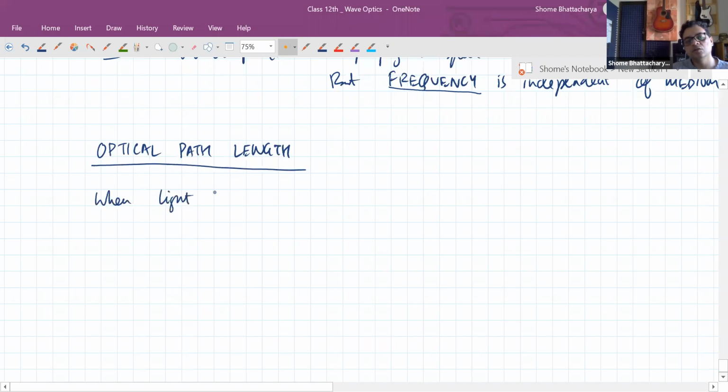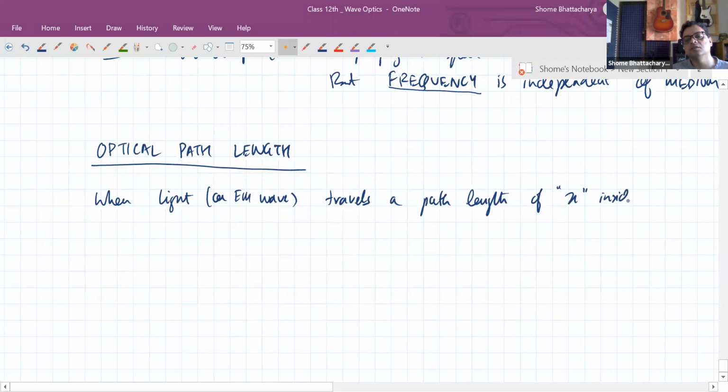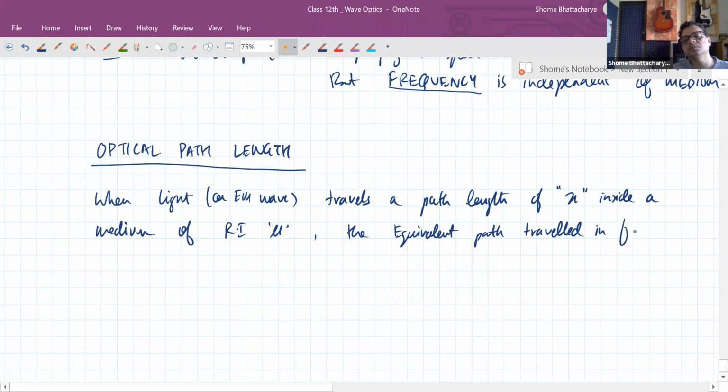So when light, or any EM wave for that matter, travels a path length of, let's say, x inside a medium of refractive index mu, the equivalent path traveled in free space, that is what we call its optical path length, x optical, like this. Okay.